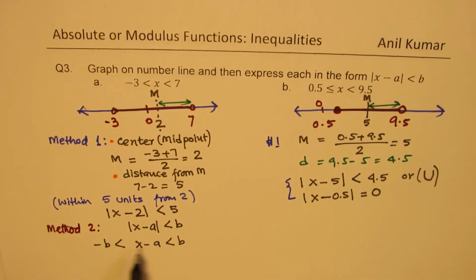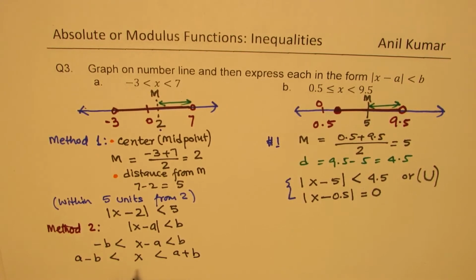That means that x minus a is between minus b and plus b. We can add a and we get a minus b, and here we get x by adding a, and we get a plus b. So basically our answer will always be, for such an inequality, x between these two values, a minus b and a plus b. You get an idea, correct? So that is what it is. Now in our case, we are given a minus b, the left side, as minus 3, and a plus b as 7.